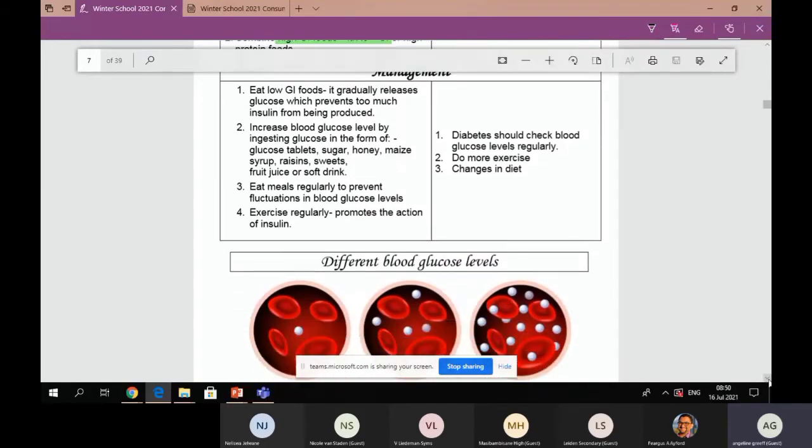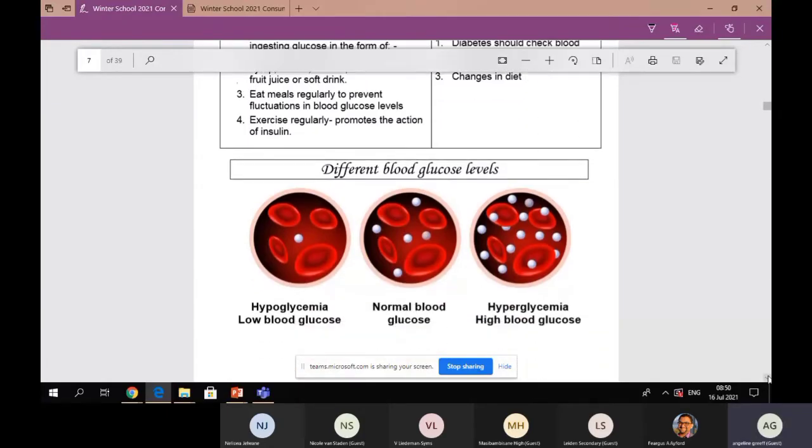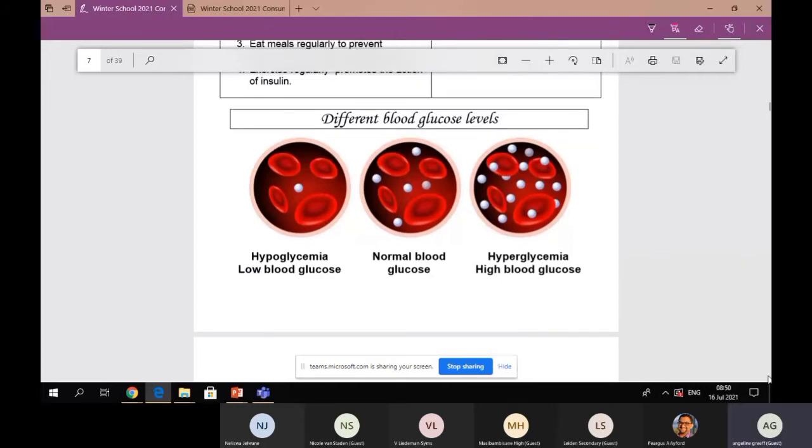Okay, and as I said, we're going to have a look at diabetes as well. This is just an illustration to have a look at the differences. In the blood, the white will be the glucose and the red is the blood cells. This gives you an idea of what it would look like with hypoglycemia, low blood glucose levels; normal blood glucose levels, where we've got enough glucose for sustained energy; and then hyperglycemia, where we've got too much glucose in the blood. We're going to have a look at that when we look at diabetes.